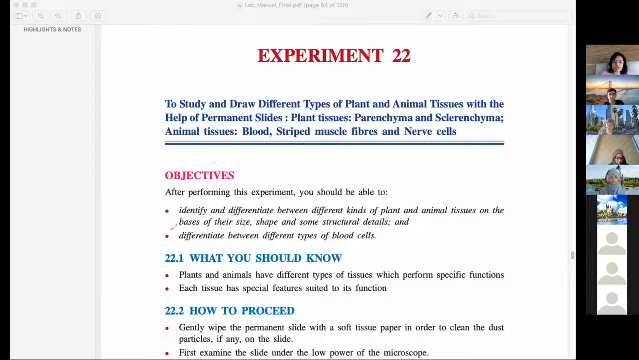यही वाला कर रहे थे ना. Don't write this. Differentiate between different type of blood cells. Okay, is it clear? We'll just do one part. Don't write the second part. Is it clear? Yes, ma'am. Okay, तो वो एक part ही बड़ा हो जाएगा. This is second experiment in biology.